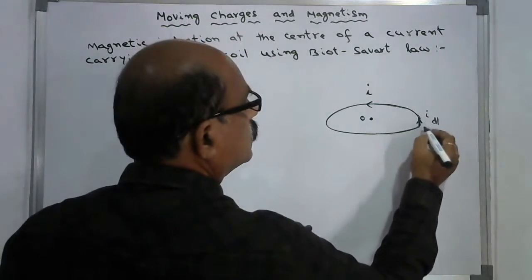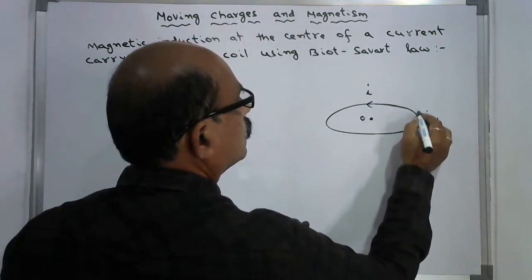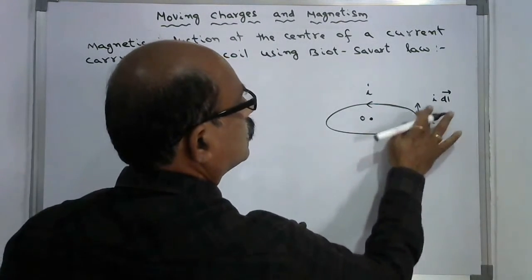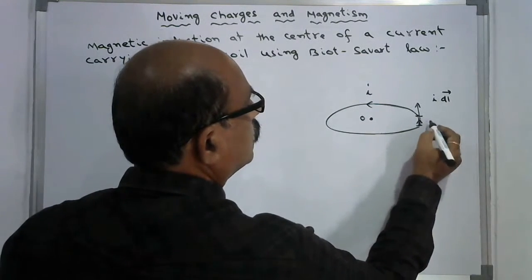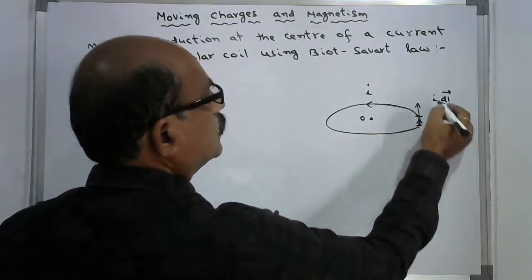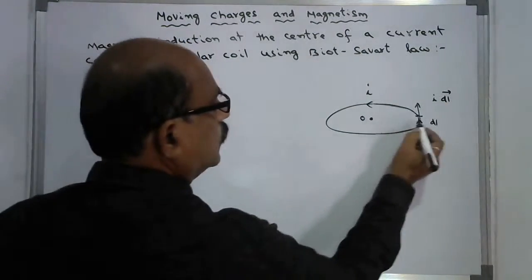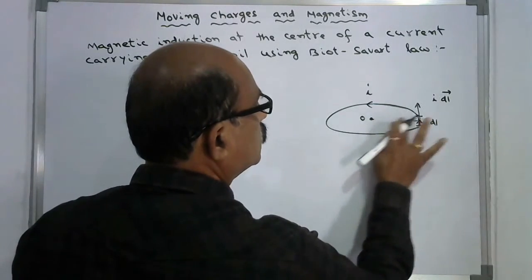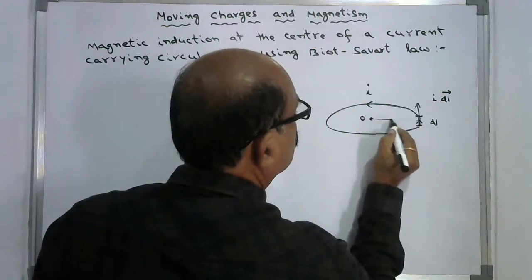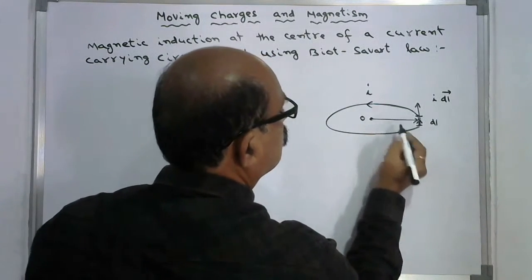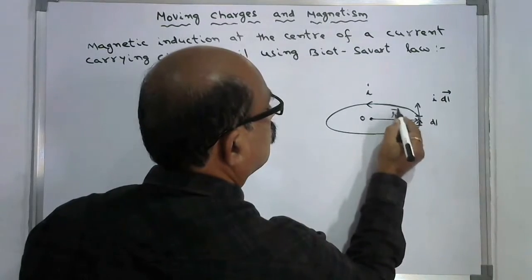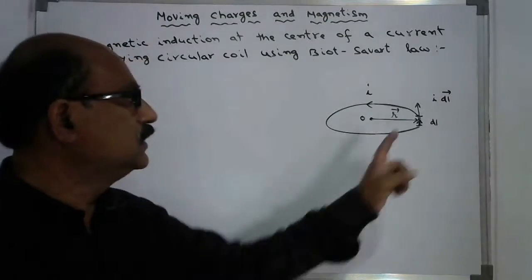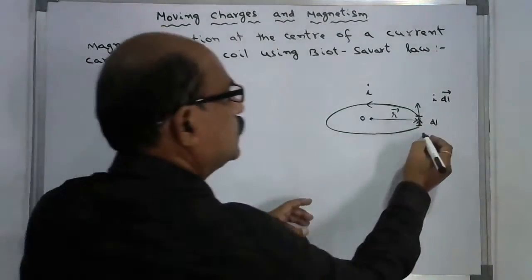So the current direction is in this direction. I just consider a small element dl, and the current is in this direction. This element is considered at a distance represented by the position vector r bar. This is the position vector r bar. Now we are going to find the magnetic induction at this point. I write here this point P.